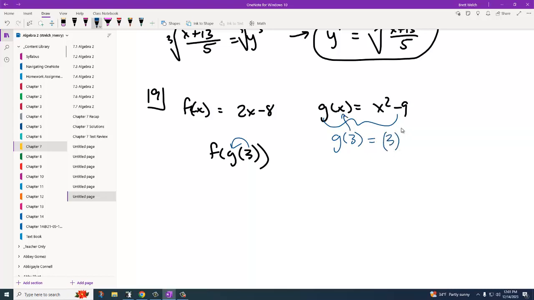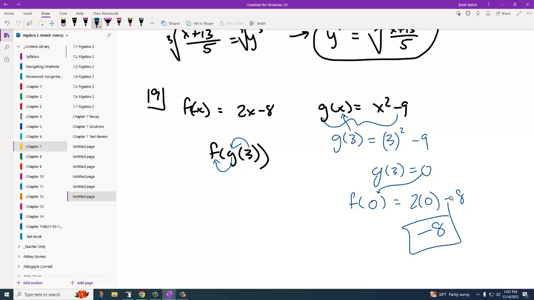So this becomes 3 squared minus 9. Well, 3 squared is 9 minus 9 is 0. So 3 went into g, and what comes out of g is now going to go into f. So I'll take f, but instead of putting in an x, I'm going to plug in 0. The answer from the g equation becomes the input for the x equation. 2 times, instead of x, I'll put 0 minus 8. 2 times 0 is 0, minus 8 is negative 8, and there's my final answer. So that notation, f of g of 3, is a double substitution.